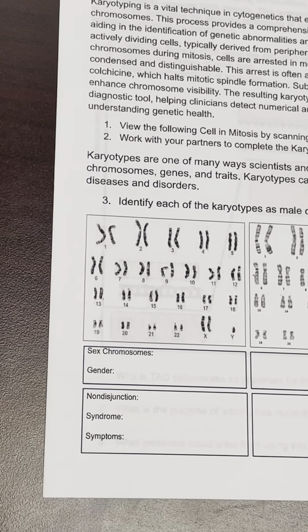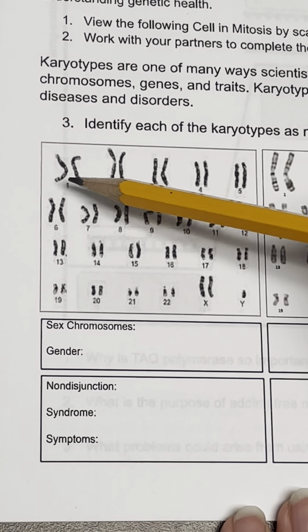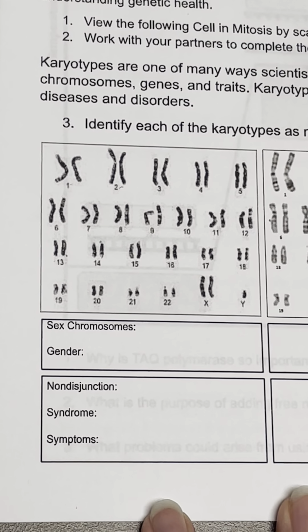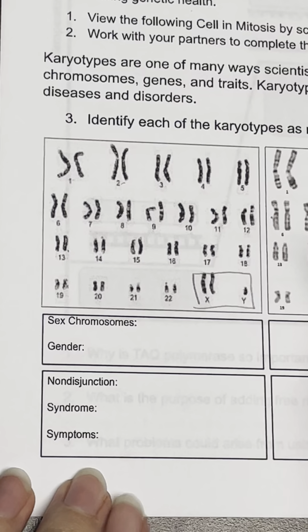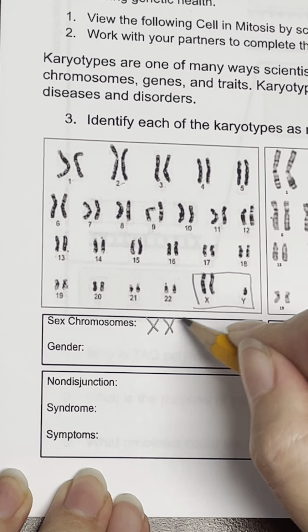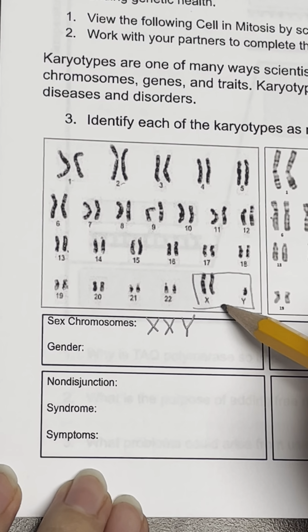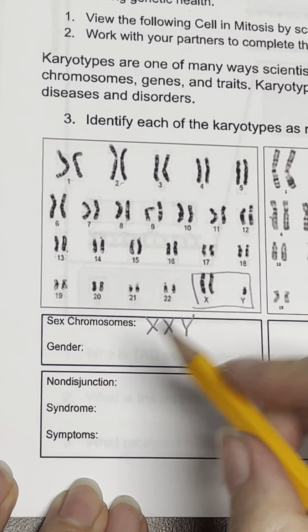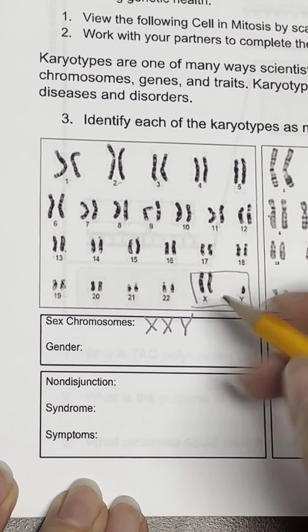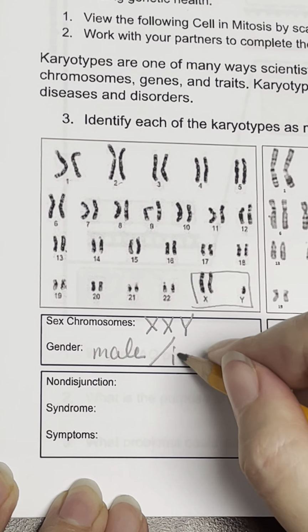So the first example here, we have a normal 1 chromosome, normal 2 chromosome. In fact, they all look pretty normal until we get down to the bottom. And so for this individual, our sex chromosomes are XXY. This means that non-disjunction happened in the 23rd chromosome, or the sex chromosomes. Now, the gender of this person is most likely male presenting, but will be somewhat intersex.